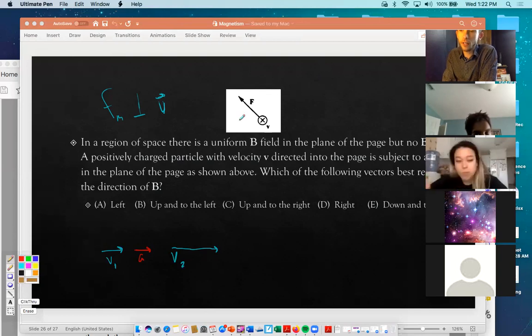So yeah, we're dealing right now with point particles, like point charges. And later we are going to be looking at extended charged objects like wires or loops of wire. In that case, it's going to be more complicated.